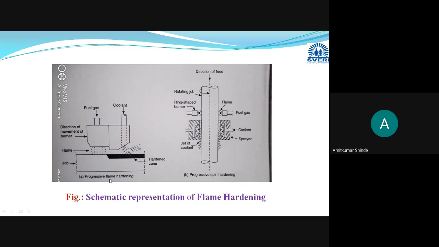In the progressive flame hardening, the workpiece is fixed, and the heating source and cooling source will be in the moving condition. They will move simultaneously from one corner to another corner. Suppose from this point we have simultaneously heating and cooling.